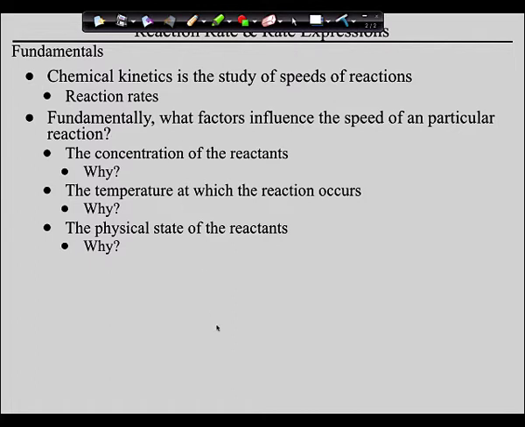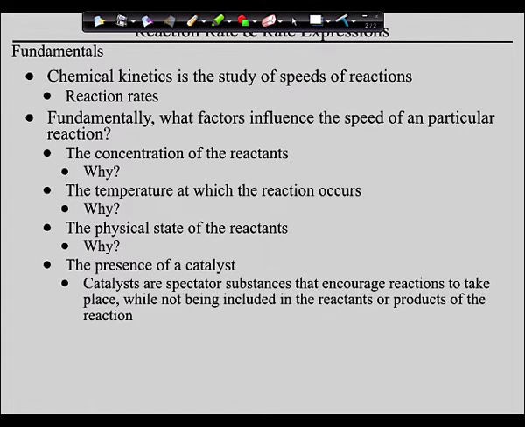Now guys, let's throw in the last one, catalysts. So let me give you a working definition for a catalyst, and then we'll spend, like I said, the better part of a day on it. Guys, catalysts are spectators. But don't think of spectators in the same sense that we talk about spectators when we're writing net ionic equations. A spectator in a net ionic equation does nothing. When we say spectators in this case, we simply mean substances that encourage reactions to take place, but they are not a reactant, nor are they a product.